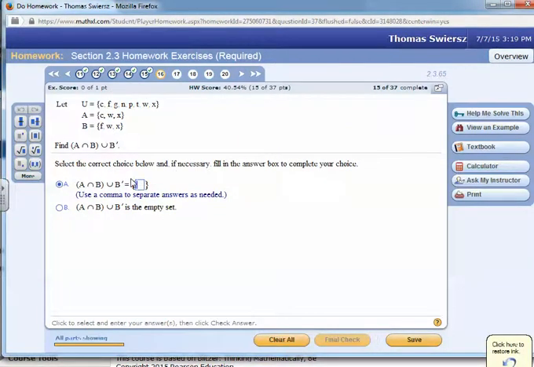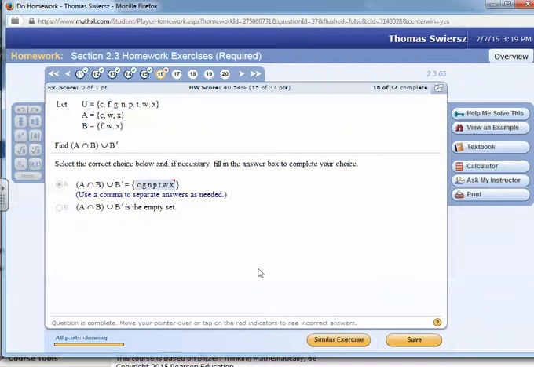Okay, and again it's C, G, N, P, T, W, and X. Whoa. C, G, N, P, T, W, and X. Huh.